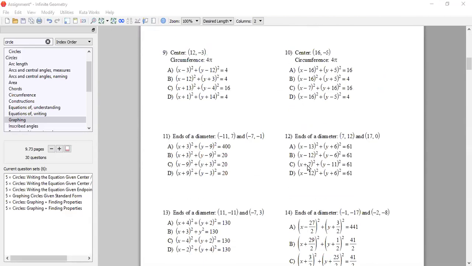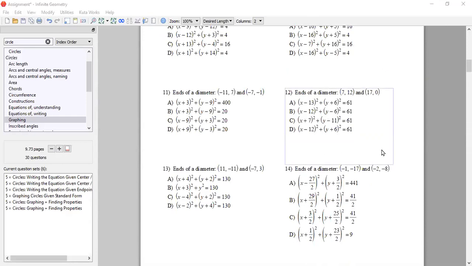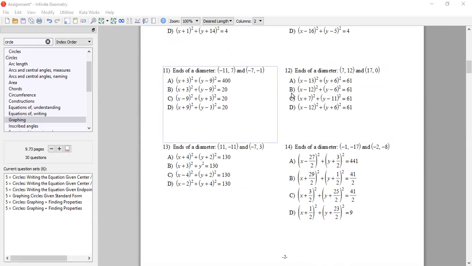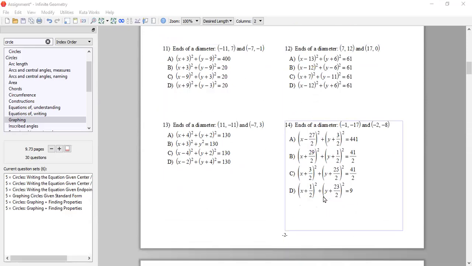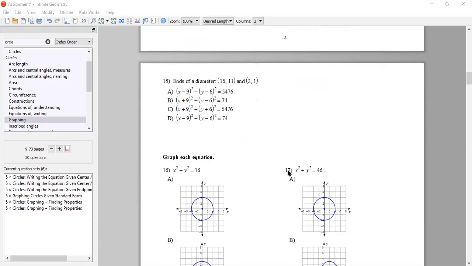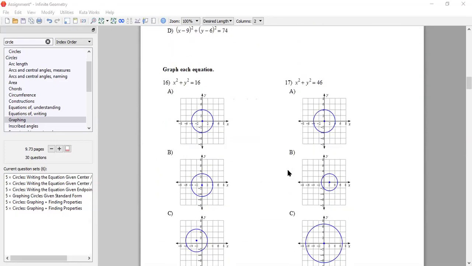All right. The ends of the diameter, you are going to use the distance and the midpoint formula. I'm sorry, forgot that was there. So these are just like that last one that we just did. Use the midpoint formula and the distance formula to figure out that radius. You can do those. There'll be 5 of them.